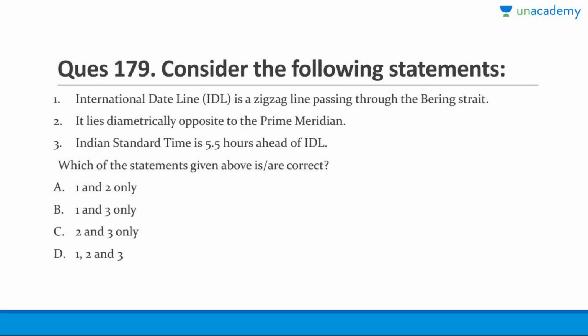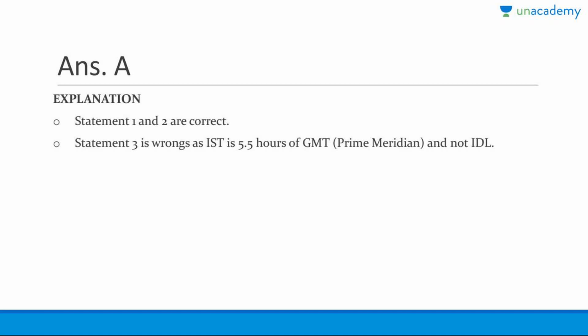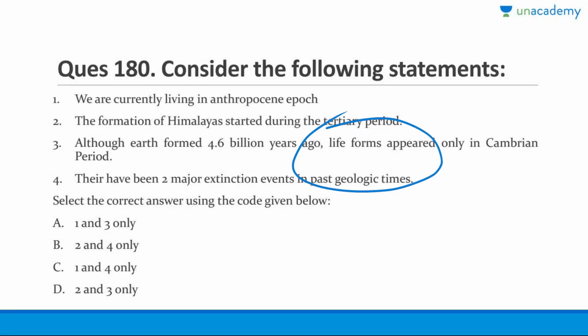Question 179. Consider the following statements about the International Date Line. It is a zigzag line passing through the Bering Strait. This is correct. It lies diametrically opposite to the prime meridian. Correct. Indian Standard Time is 5 hours ahead of the date line. No, it is ahead of GMT, that is the prime meridian. The answer is A, 1 and 2. Statement 3 is wrong because it is related to the prime meridian and not the date line.